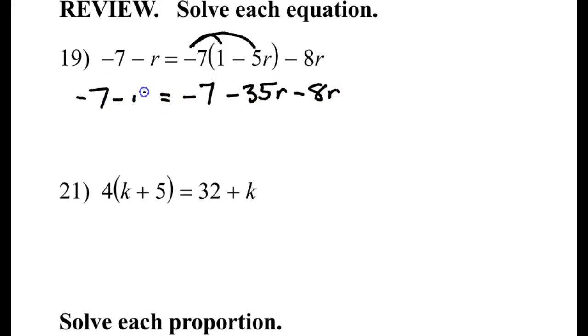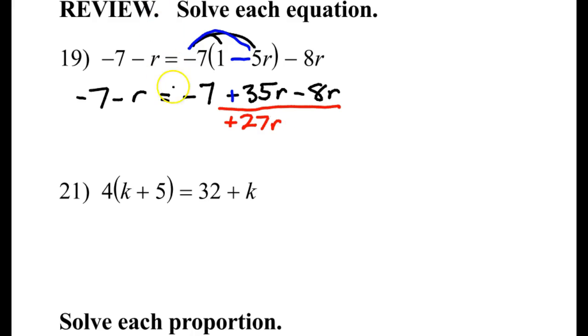Check my work, is that correct? Am I correct? No, what's wrong? Yeah, so this is a common mistake we see, the negative times a negative. Don't forget this is a negative. So that's going to be positive 35. Very important. It makes a difference in your answer. So we got variables on the same side. 35 minus 8r is 27.